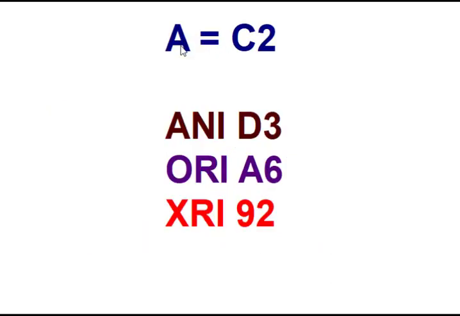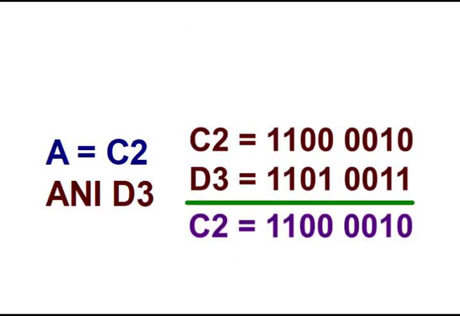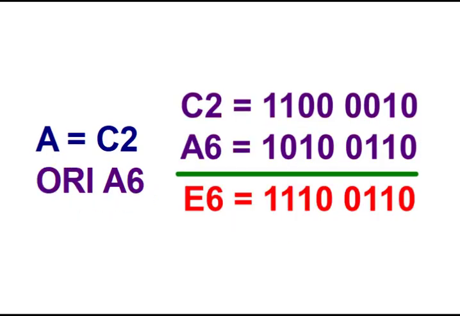Then let us continue. Next we will do ANI, ORI, and XRI. These are 2-byte instructions. ANI means AND immediate, ORI means OR immediate, XRI means XOR immediate. ANI will AND the contents of register A with the data D3. ORI will OR the contents of register A with the data A6. XRI will XOR the contents of register A with the data 92 and store the result in register A. So we'll get a similar result as before. The difference is that we are not storing the data in any register, but giving it immediately, directly.